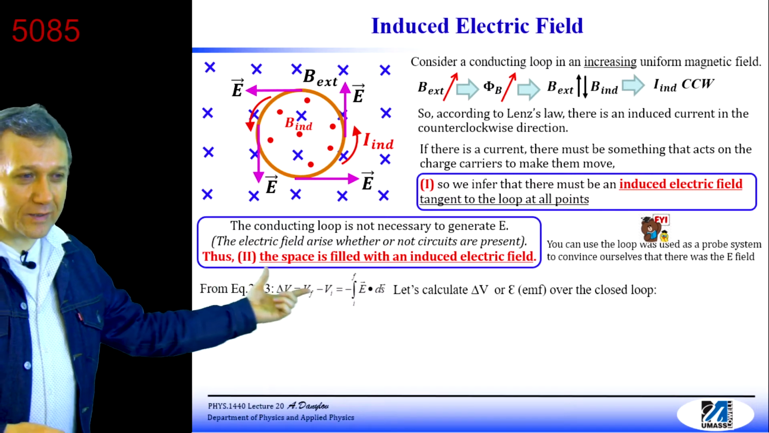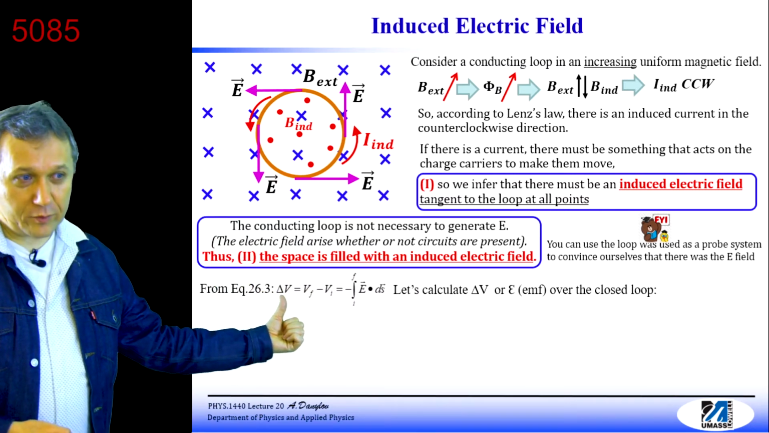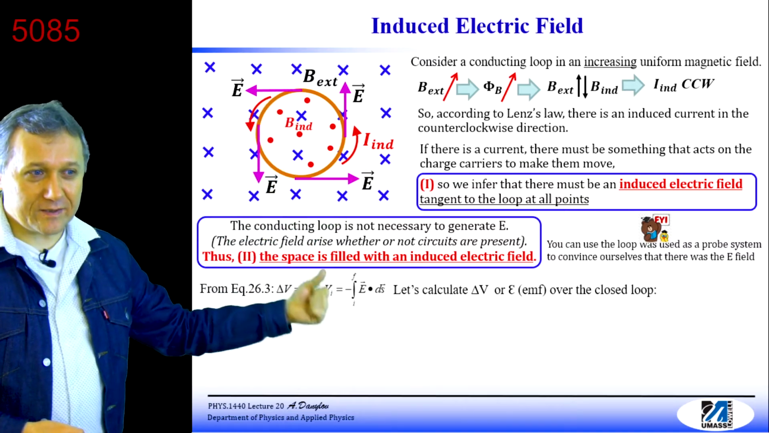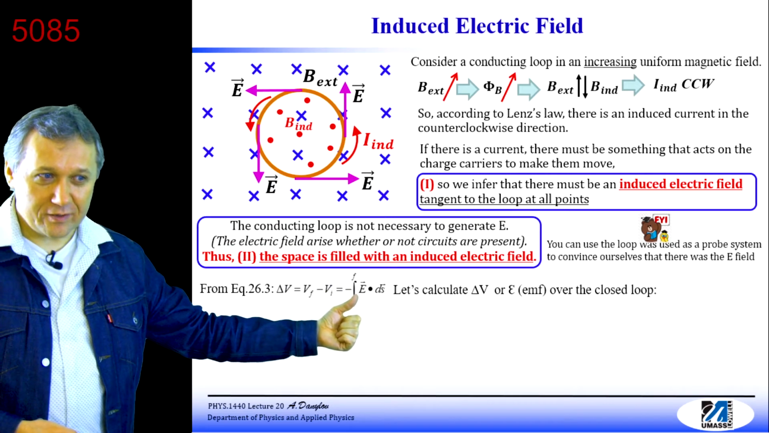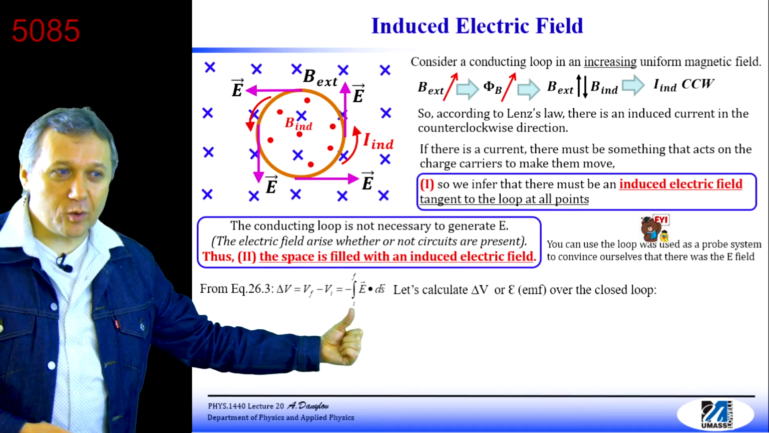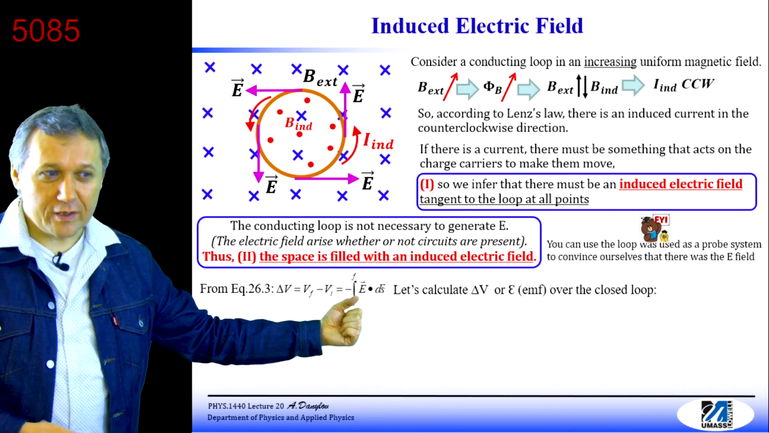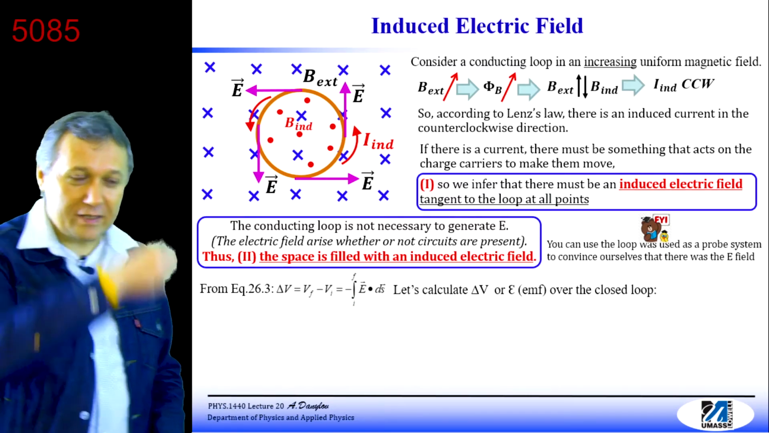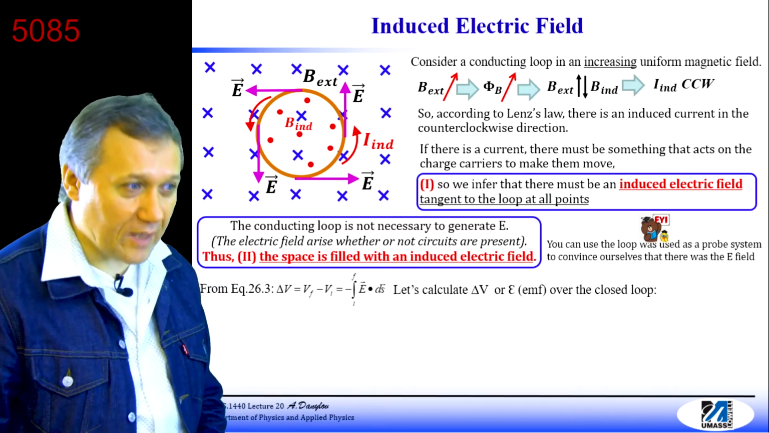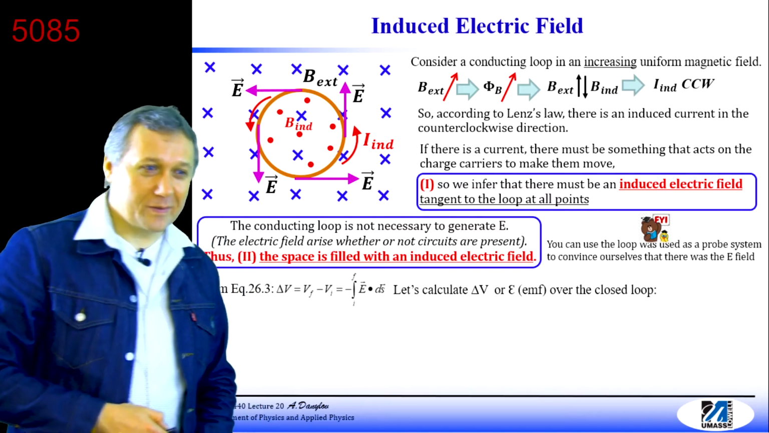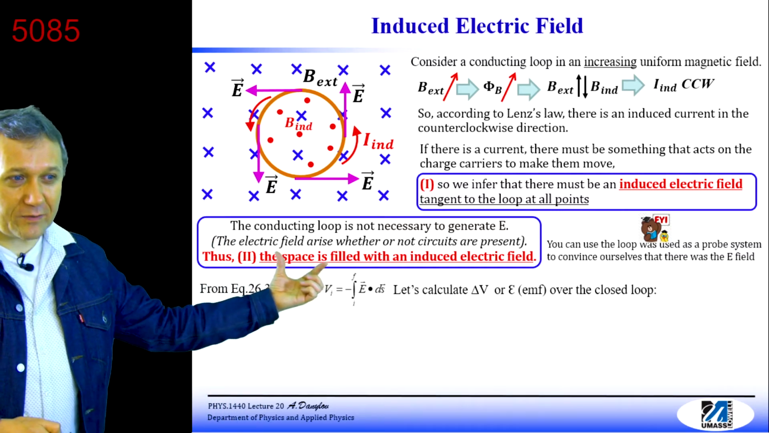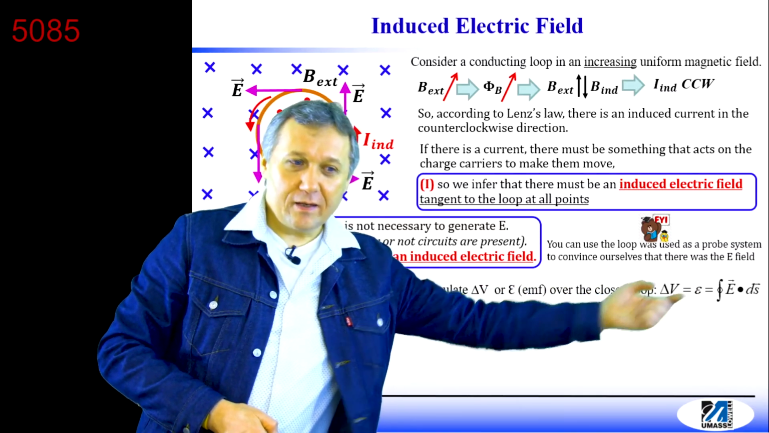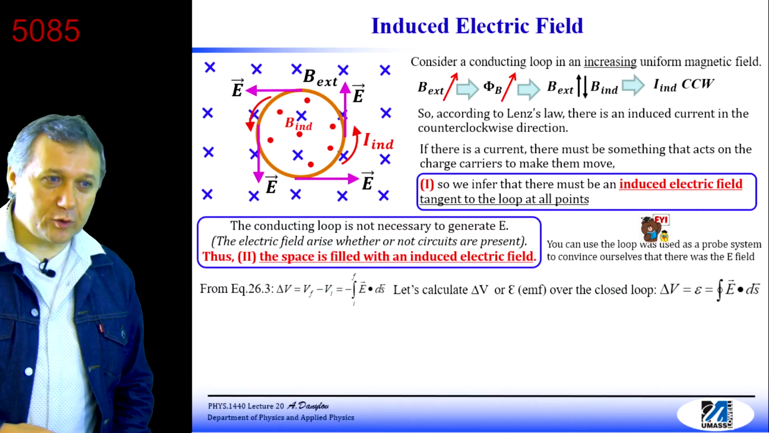So in order to get our EMF out of this delta V, we need to integrate over the whole loop. And as a result, on the right-hand side of the equation, we're going to see an integral over the closed loop, with a small circle at the center of the integral. You remember the meaning of that circle? Integration over something which is closed. In this case, it's a closed loop. So instead of delta V, as a result, we have EMF, and that integral over the closed loop, E dot ds.